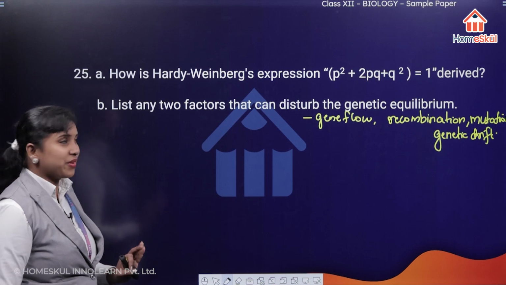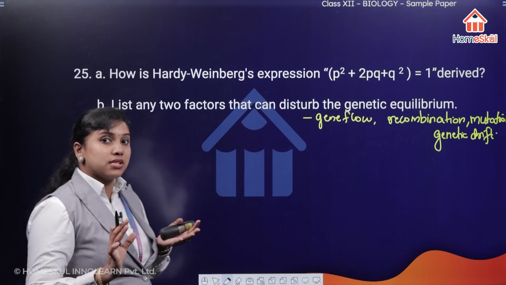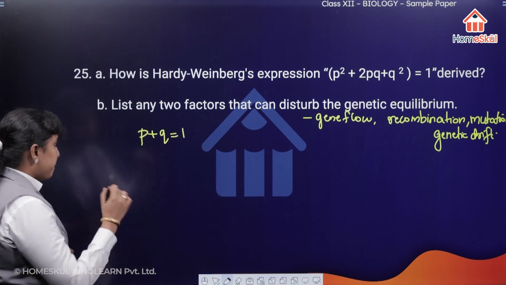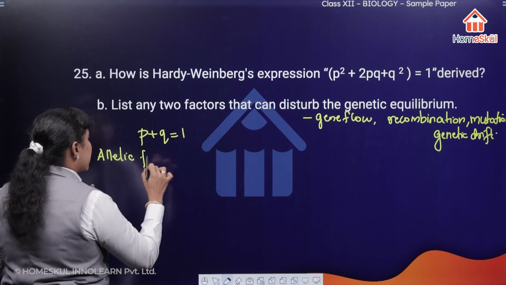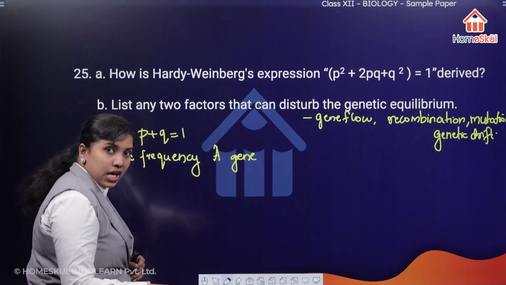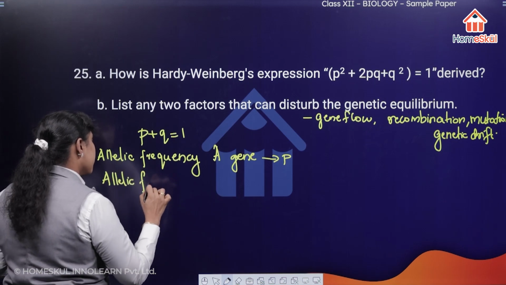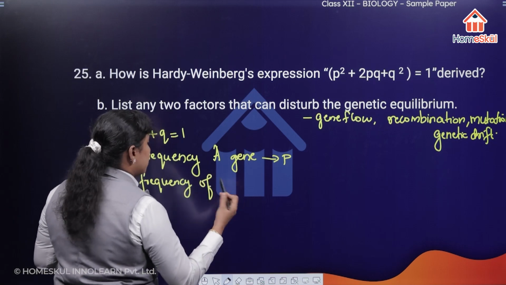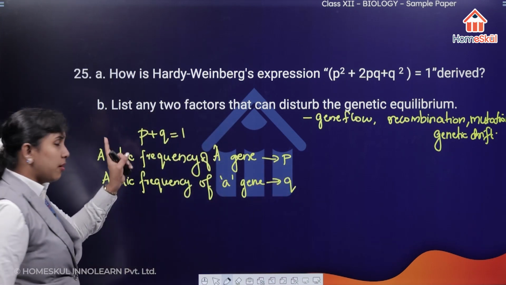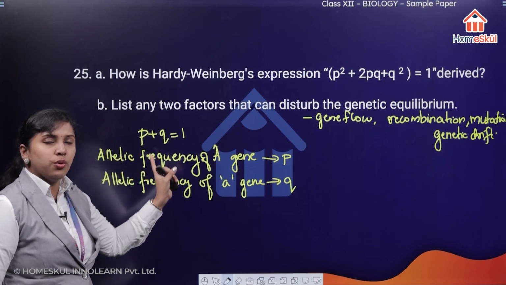So let us go to the first part of the question. How is the Hardy-Weinberg expression derived? So we know that the sum total of all allelic frequencies in this population is 1, right? So that means P plus Q is equal to 1, where P represents the allelic frequency of A gene. Suppose P represents the allelic frequency of A gene, and the allelic frequency of small a gene is represented by Q, suppose. Okay, and we know that the sum total of all alleles in a population is 1. That is P plus Q is equal to 1.